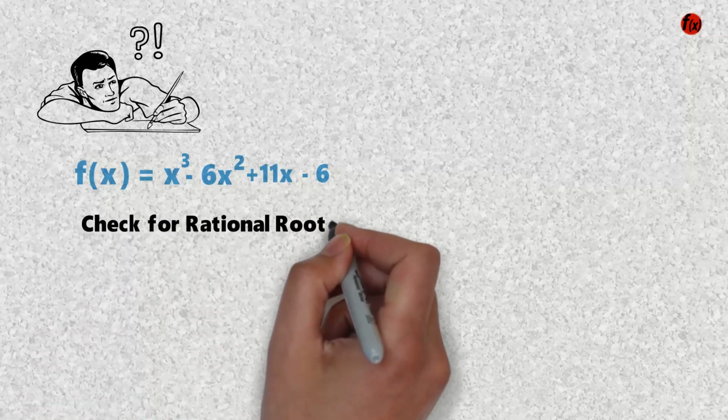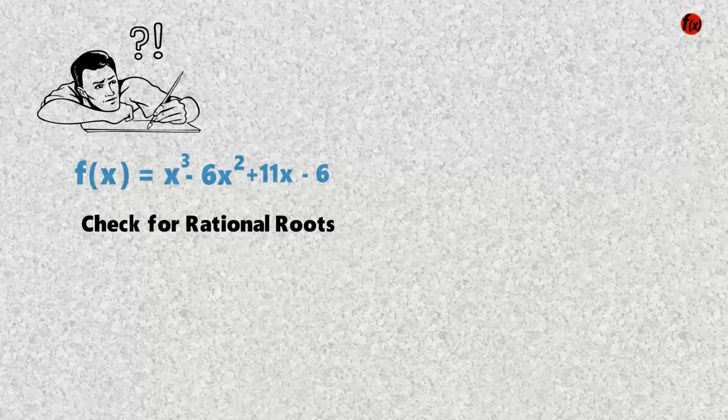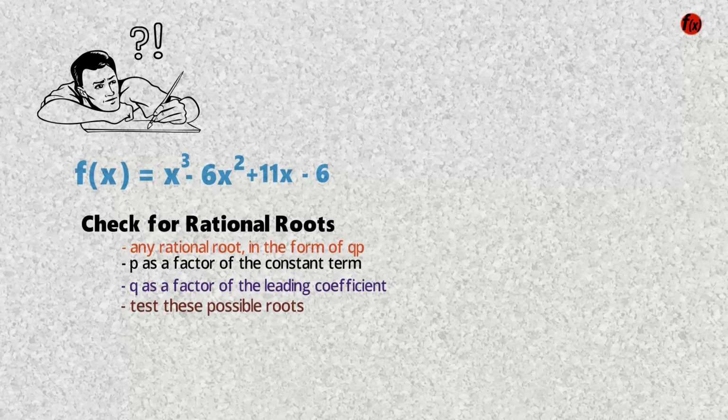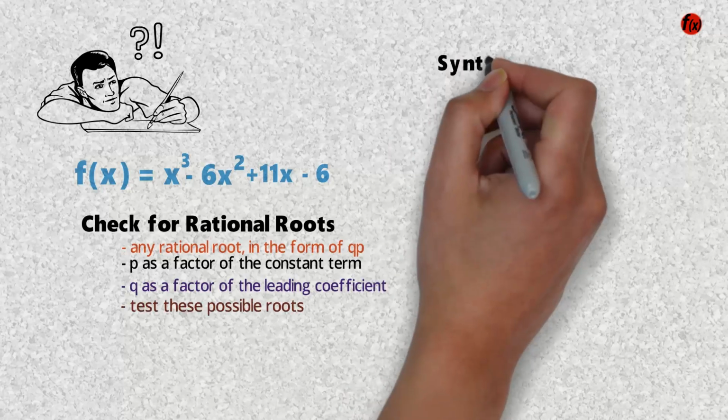1. Check for rational roots. Use the rational root theorem to find possible rational roots. The theorem states that any rational root in the form of p/q must have p as a factor of the constant term and q as a factor of the leading coefficient. Test these possible roots by substituting them into the polynomial.